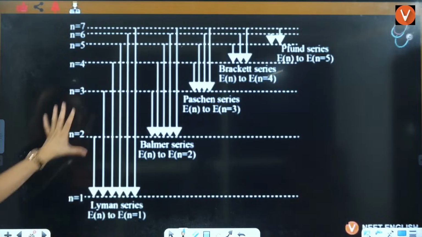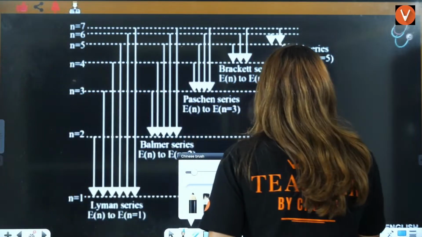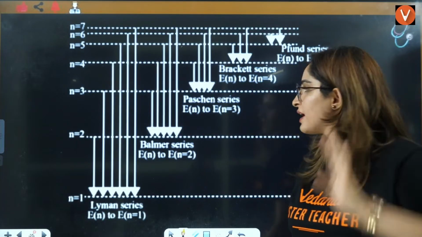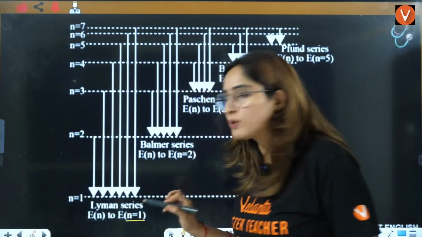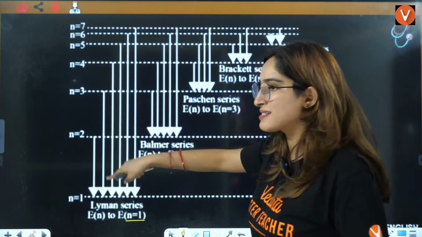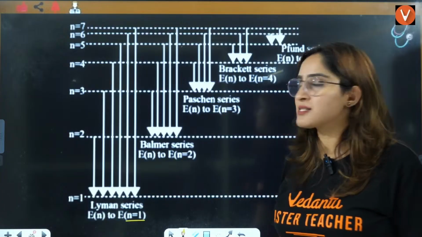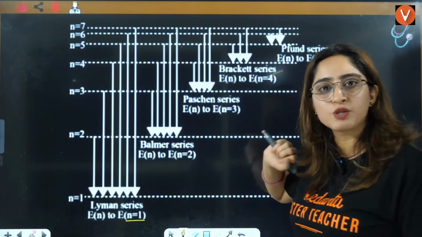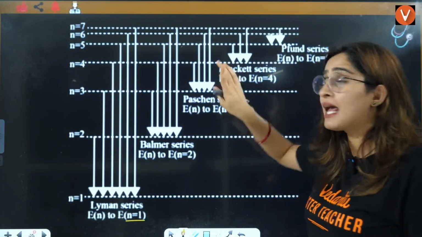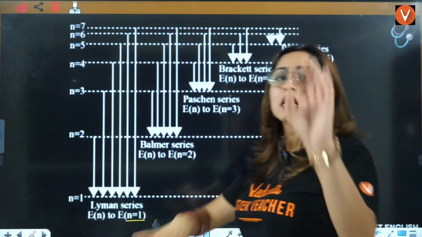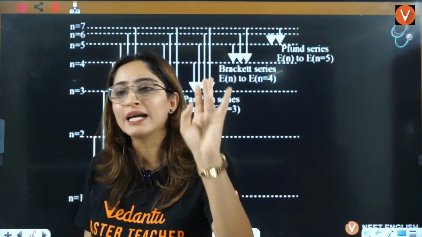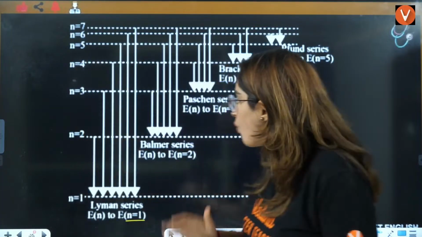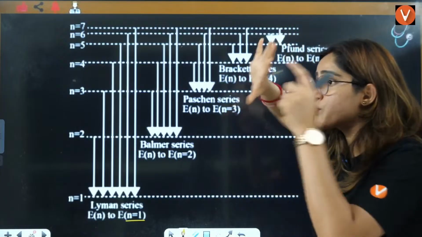Now let's talk about what this Lyman, Balmer, Paschen is. All the lines coming from anywhere in this universe, if they are coming to n is equals to 1, that is Lyman. All the lines that are coming towards n is equals to 2 is Balmer. Towards n is equals to 3 is Paschen. N is equals to 4 is Brackett, n is equals to 5 is Pfund. Lyman, Balmer, Paschen, Brackett, Pfund: 1, 2, 3, 4, 5. This visualization should be there.